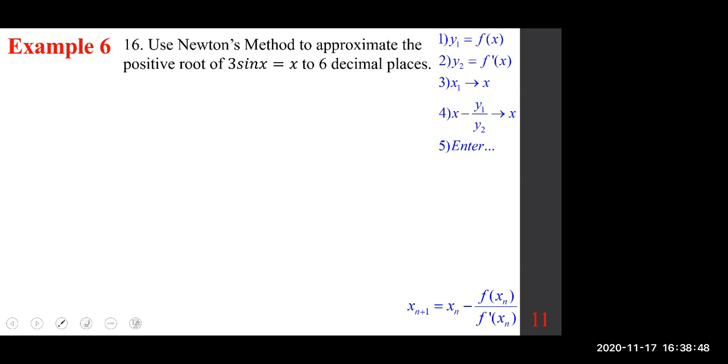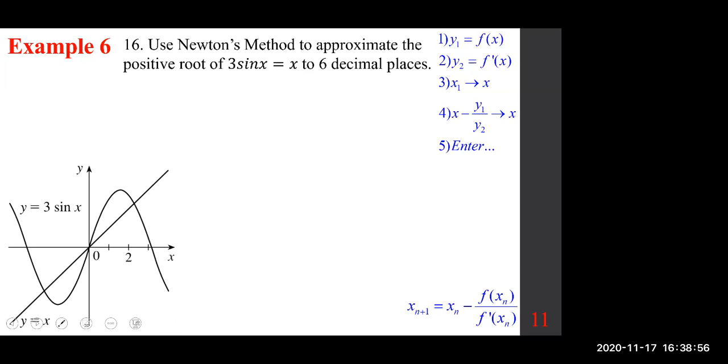Approximating the positive root of this function. First, again, if you have no idea what the positive root is, you can start from somewhere. It may not produce anything. As it appears, there are 3 zeros. This is one of them negative, this is one of them at precisely 0, and this is a positive. So we can approximate the positive root of 3 sine x equals x. We want the zeros for the root for this function. That means we want the point of intersection.